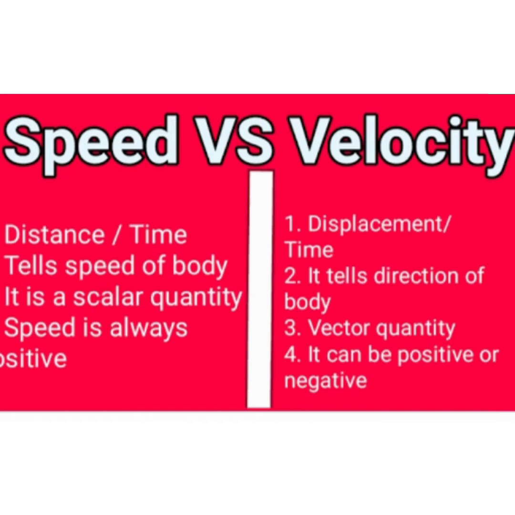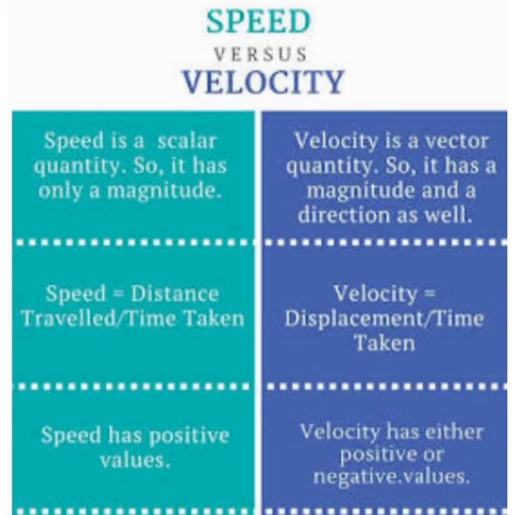Speed changes when an object slows down or moves faster. Velocity changes when an object slows down or moves faster or changes direction. Fourth point, speed cannot become negative. Velocity can become negative. Negative means it is in the opposite direction.